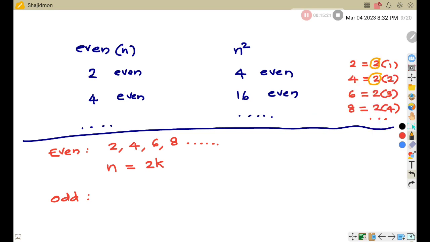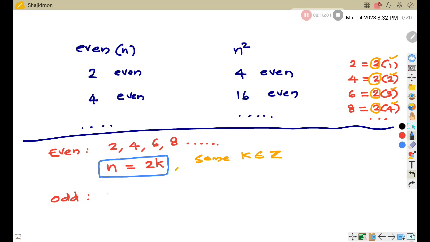2 multiply k, for some k belongs to Z. Z means integer, k means an integer number. For example, 2 multiply 1, 2 multiply 2, 2 multiply 3, 2 multiply 4, where 1, 2, 3, 4 are integers. So instead of k, we can take some integers. Each of these is an even number, correct? Like that, any even number we can write as n equal to 2 times k, 2 multiply k form, a multiple of 2 by an integer.